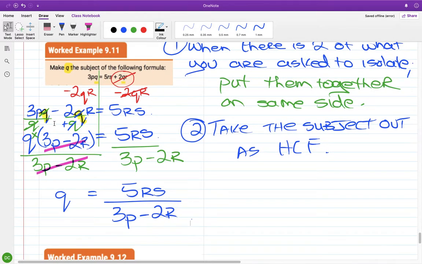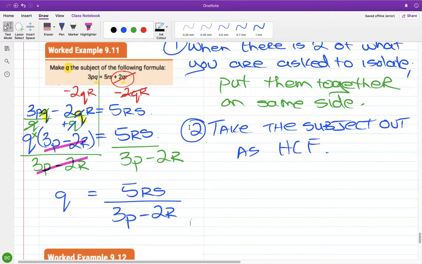Okay, so I was asked to make Q the subject. This didn't happen in the ones we did on Monday. We had two of them. So when that happens, you make sure you put the two of them on the same side. Okay, so I did that by moving the plus 2qr using a minus 2qr, and I balanced it. These are not in the same family, so they can't be added. So all I did is subtracted. I just wrote them down. So 3pq minus 2qr, and all that was left over here was 5rs.